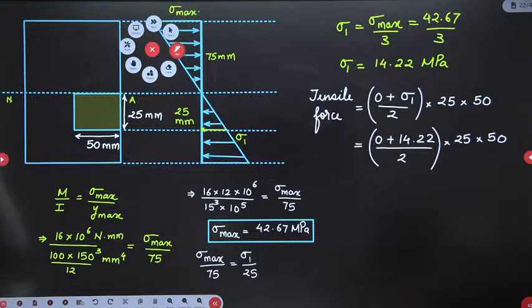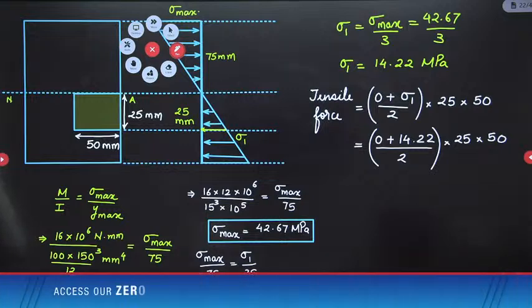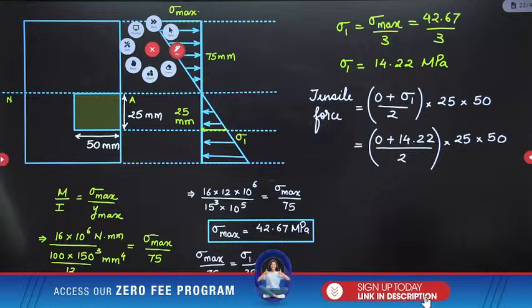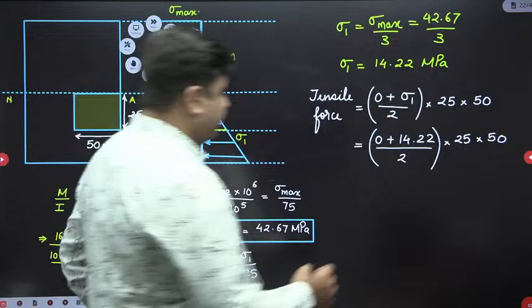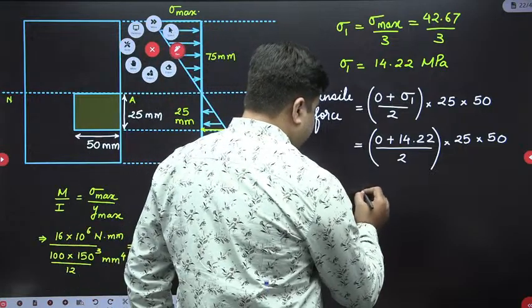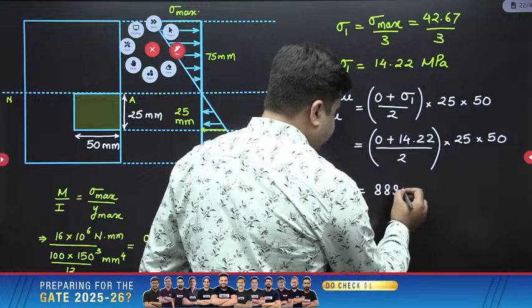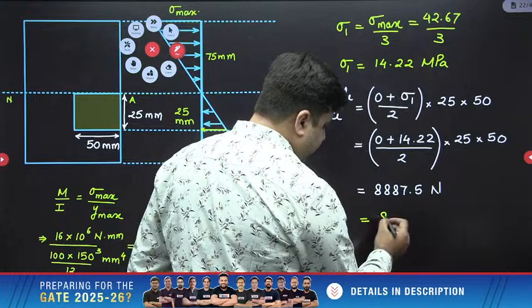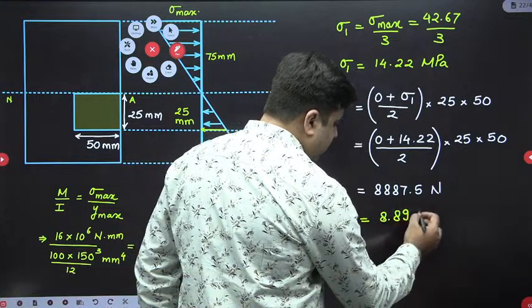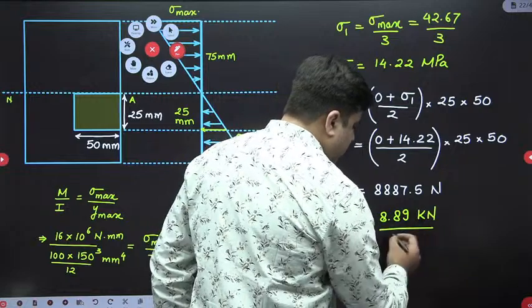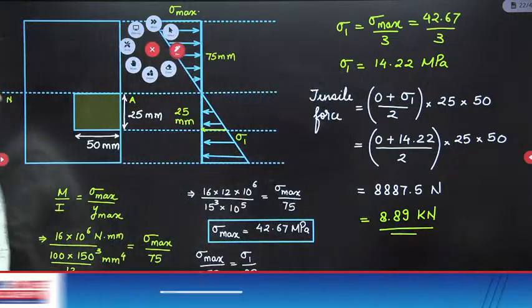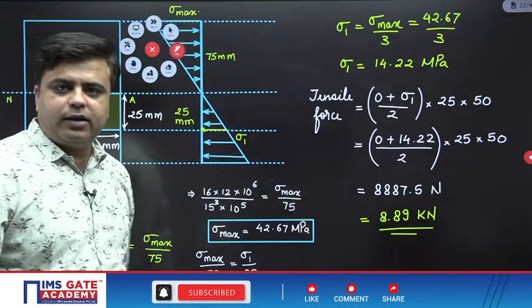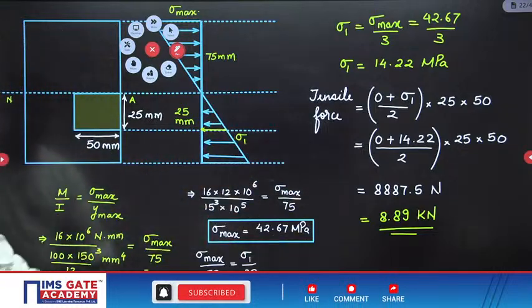So 14.22 divided by 2 into 25 into 50. So this is 8887.5 Newton. So in kilonewton, the answer will be 8.89 kilonewton. The total tensile force that will be acting over this hashed area will be 8.89 kilonewton. Okay, like this you can approach the question. Let's move ahead with this.